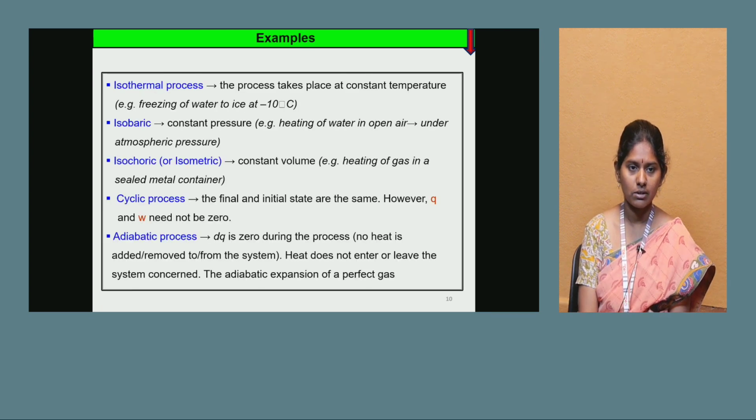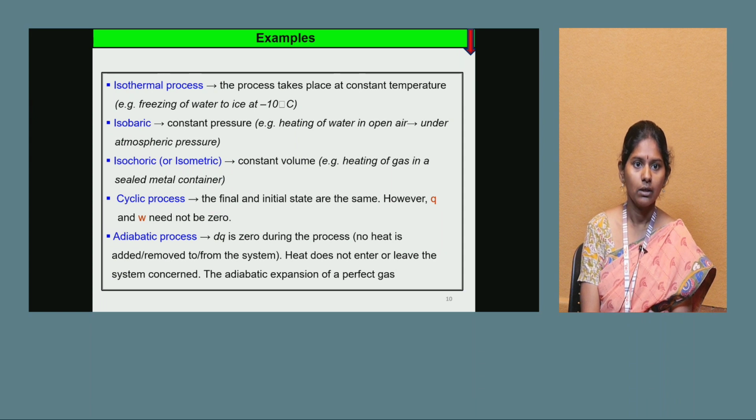Examples of various processes. The first one is the isothermal process. The process takes place at constant temperature. Example, freezing of water to ice at -10 degrees centigrade. Isobaric process is a process taking place at constant pressure, for example heating of water in open air under atmospheric pressure. Isochoric or isometric process occurs at constant volume, for example heating of gas in a sealed metal container.